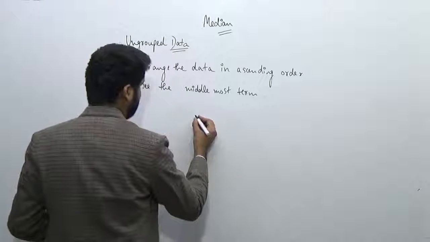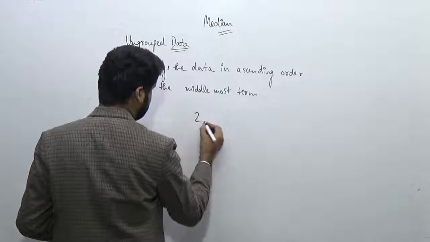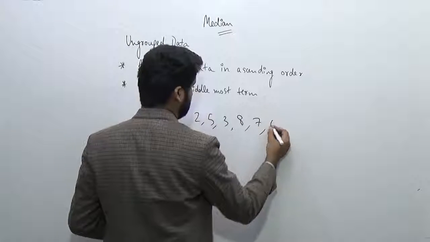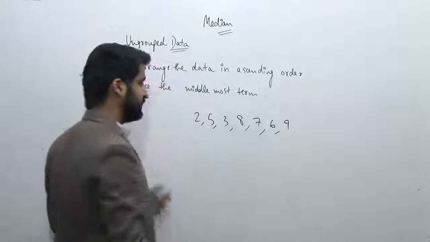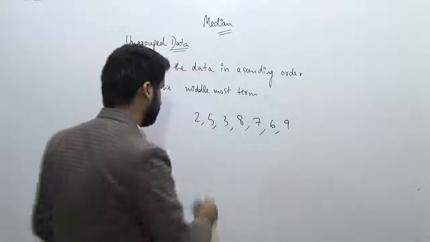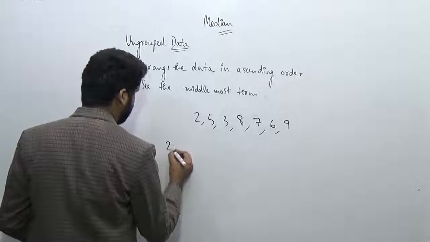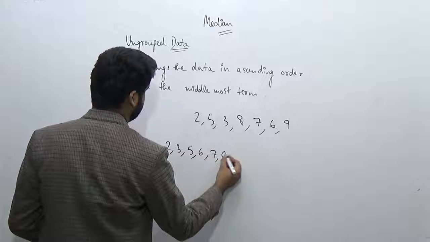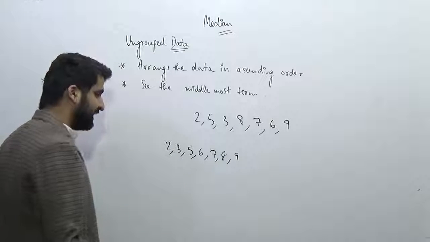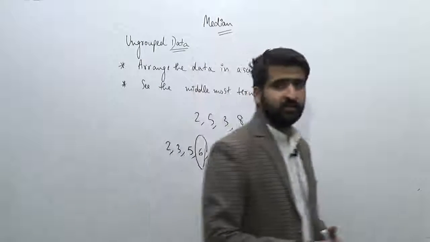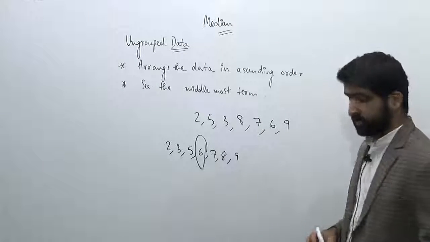So what I'm trying to say here is, let's suppose I have this data: 2, 5, 3, 8, 7, 6, 9. First of all, I will arrange this data in ascending order. After arranging in ascending order, I will get 2, 3, 5, 6, 7, 8, 9. And after that, I have to see the middlemost term. Now you can see that the middlemost term in this case is coming out as 6.